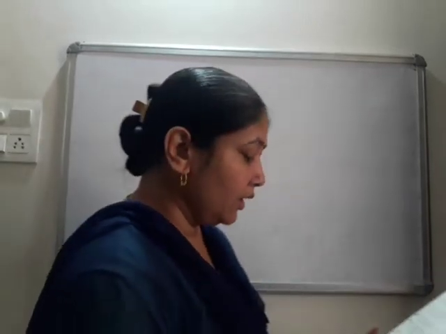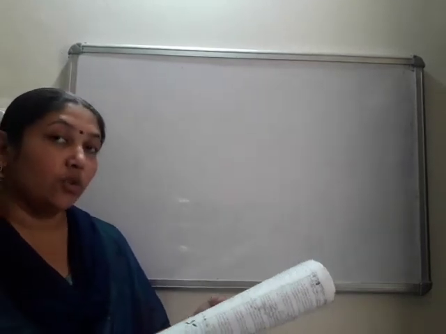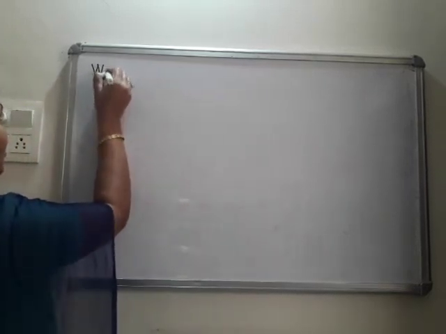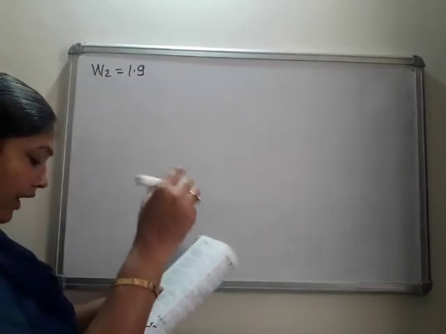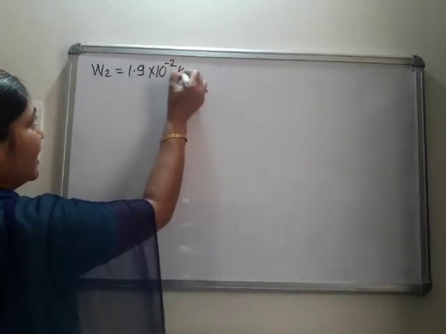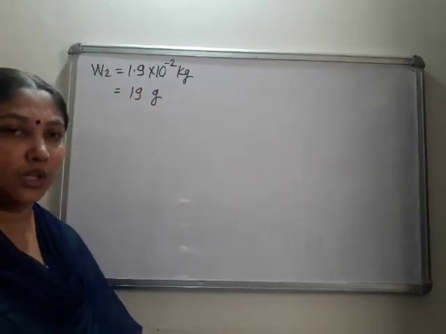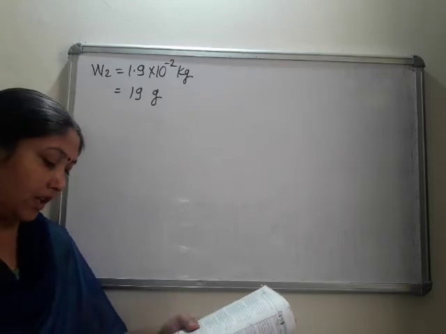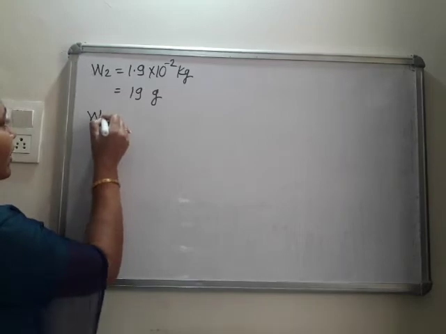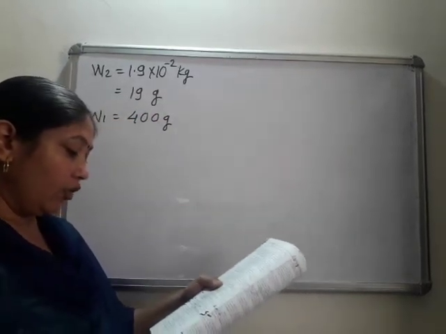Simple. Read the question carefully. What is given? Solution is prepared by dissolving, so dissolved amount means this is solute. So it is W2. What is the value? 1.9 into 10 raised to minus 2 kg. We want this value in gram. So that is equal to 19 gram, right, into 1000. 19 gram. Then it is dissolved in 400 gram of water. So water used is solvent. So W1 is 400 gram.